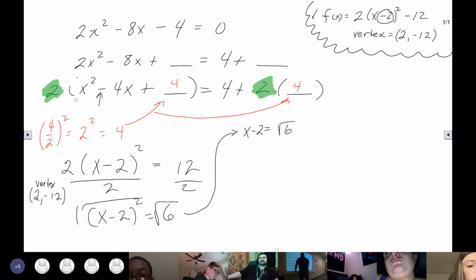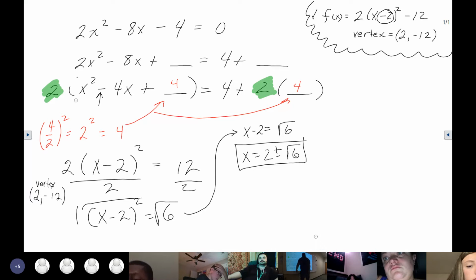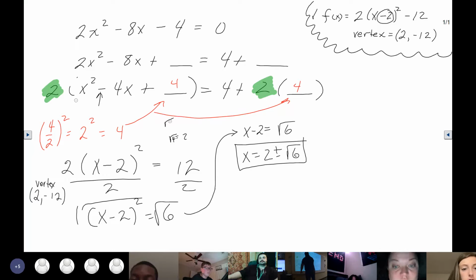I'm going to do the exact and I'm going to do the approximate. So X is equal to 2 plus or minus the square root of 6. That's exact. Square root of 6. Well, the square root of 4 is 2. Square root of 9 is 3. 4 to 9 is 5 half. So the square root of 6.5 is equal to 2.5. So I'm going to say 2.4. It's 2.4. It's a miracle.